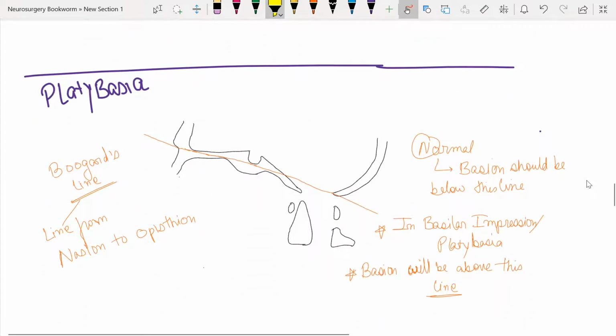Now coming on to another entity, Platybasia. For Platybasia, the first line is Bogaerts line. This is a line which joins Nasion to Opisthion. Normally Basion should lie below this line. In basilar impression or Platybasia, Basion will be above this line.